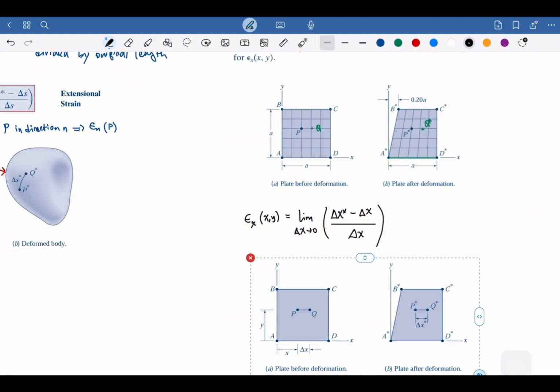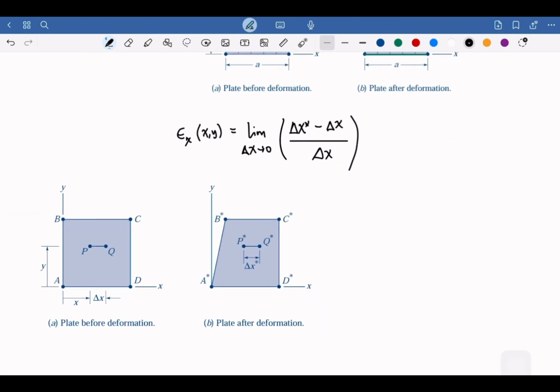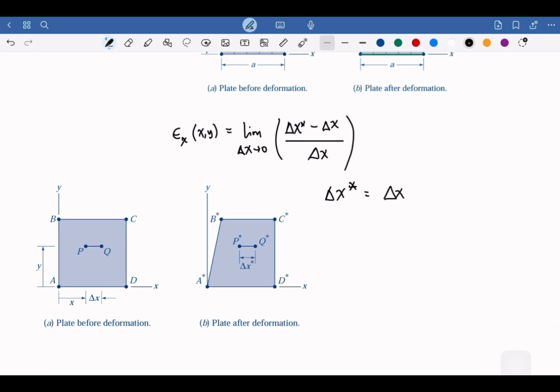I think, let me write here. So the delta x asterisk, because the delta x asterisk, it says that it is going to be shorter than the original length. So the delta x should be minus with something, right? Should be minus with something.